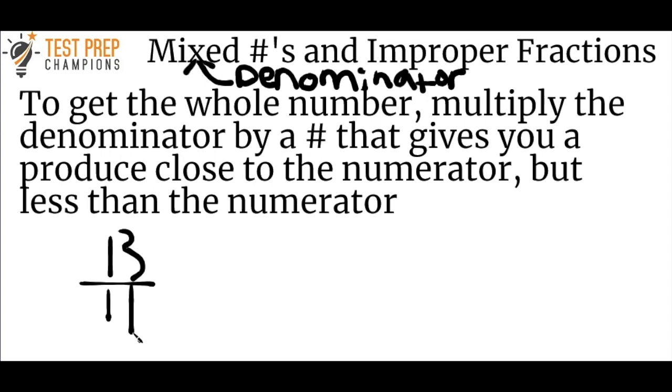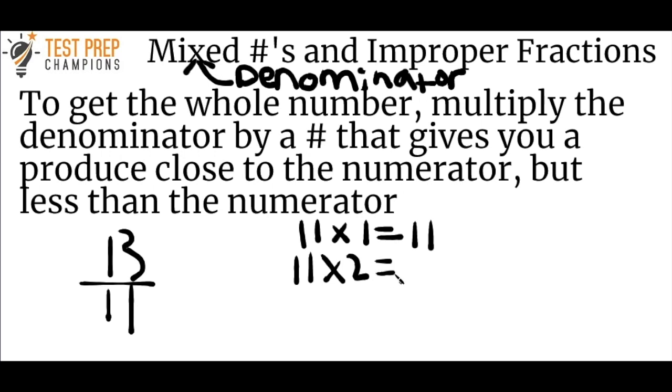Okay, let's go over this. So we've got 13 over 11, which is an improper fraction. If we consider our 11 times tables, we see that 11 times 1 is 11, and 11 times 2 gives us 22. 22 is greater than 13, so right off the bat we know that 2 cannot be the whole number in the mixed number. So the whole number is just 1 in this case.